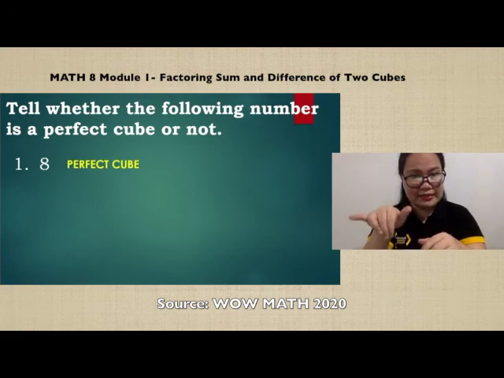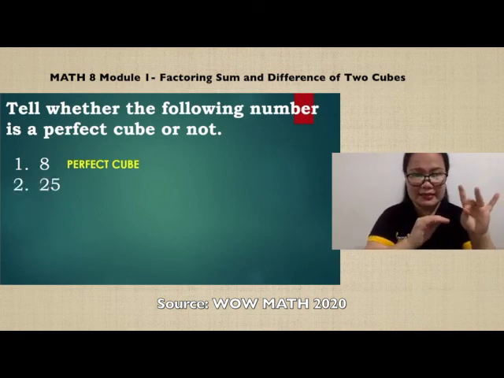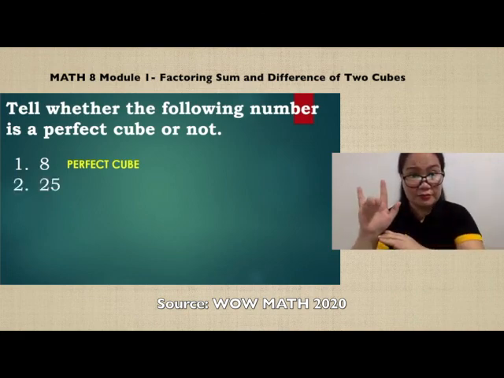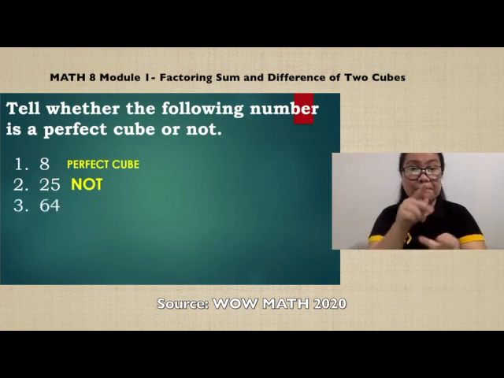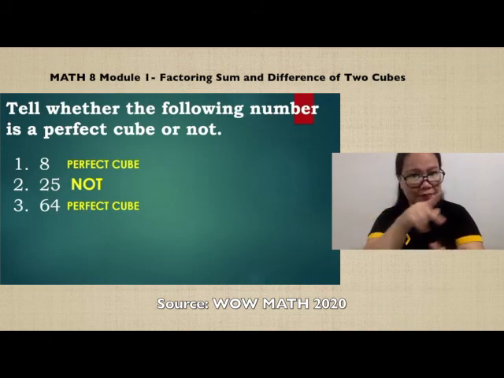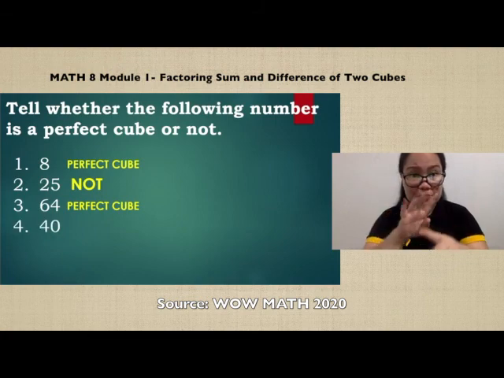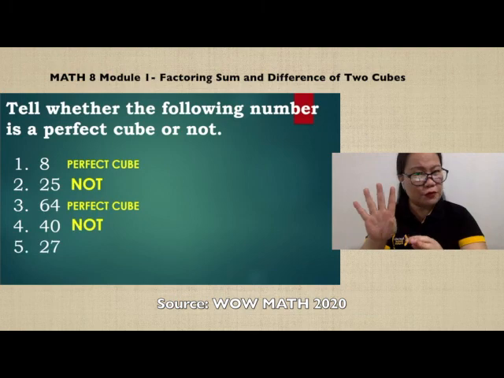Yes, this is a perfect cube because this is 2 times 2, 4 times 2, that is 8. Next, 25. This is not a perfect cube because this is just a perfect square. Next, 64. This is a perfect cube because of 4 times 4, 16. 16 times 4, that is 64. And then 40, this is not a perfect cube.